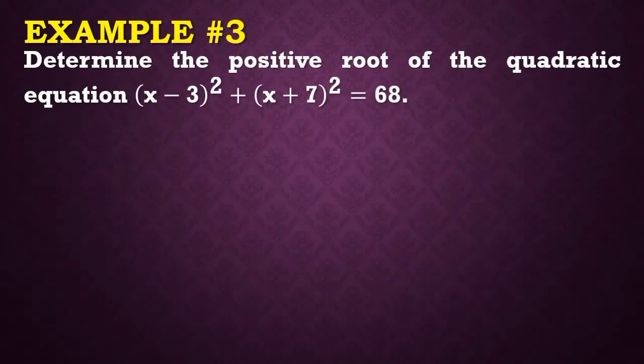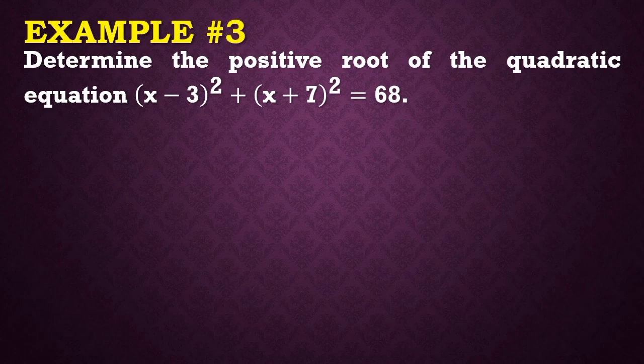Number 3 problem. Determine the positive root of the quadratic equation. The quantity of x minus 3 squared plus the quantity of x plus 7 squared is equal to 68. So, ganun pa rin po. Square natin yung binomial. So, dito muna tayo sa x minus 3.